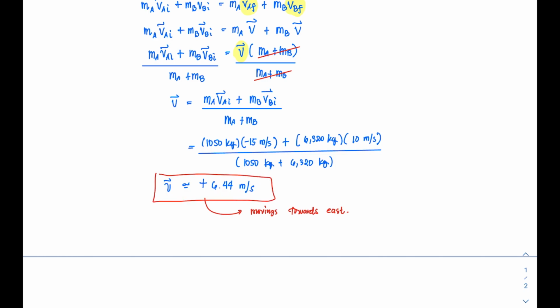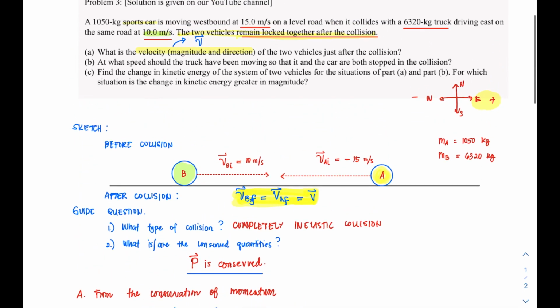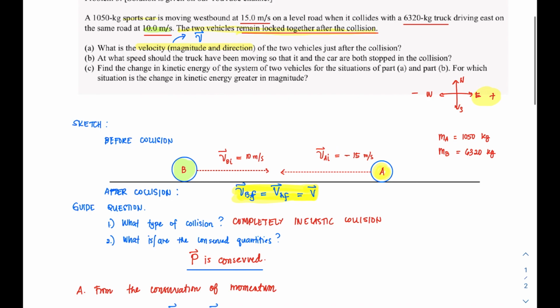Just going to put that. Okay. So for the second part of the problem, part B, it asks, at what speed or velocity, since we are moving on a straight line motion, at what speed should the truck have been moving so that it and the car are both stopped in the collision?